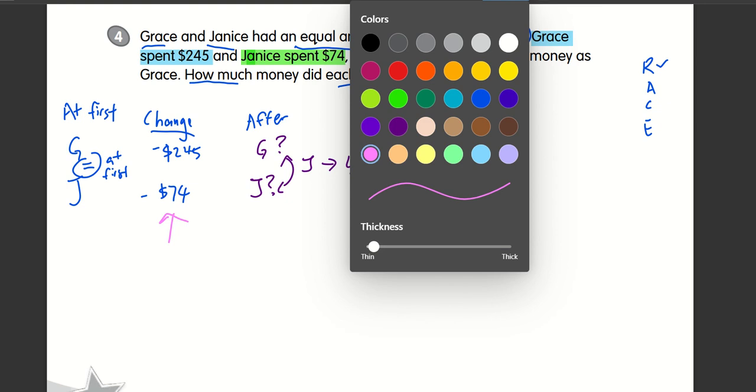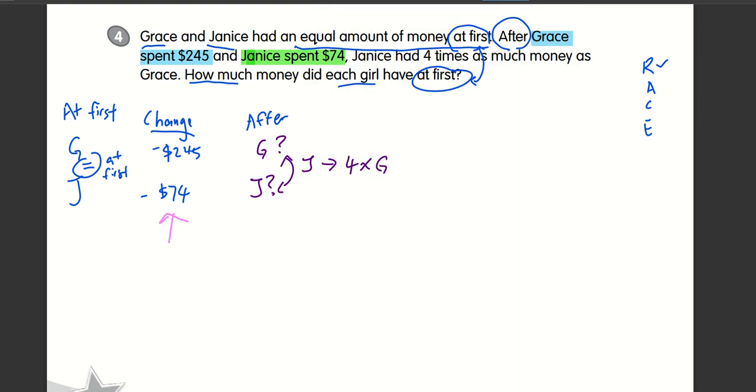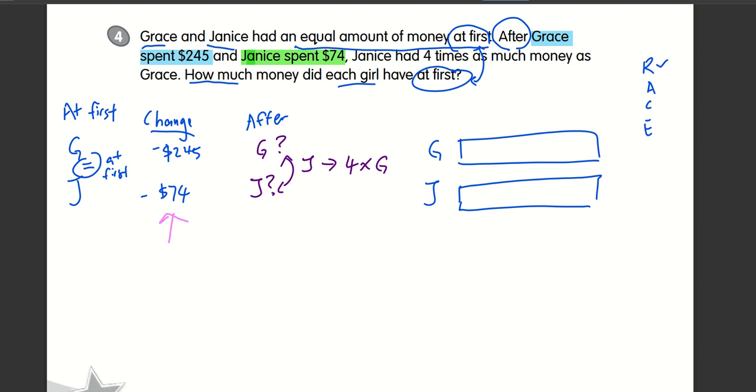So I can draw the model here with my blue pen, saying at first, Grace is supposed to be equal to Janice. So I'll draw two bars that are equal in size. Can you see that just this drawing alone, Grace and Janice look like the equal sign already? Okay, they are equal.